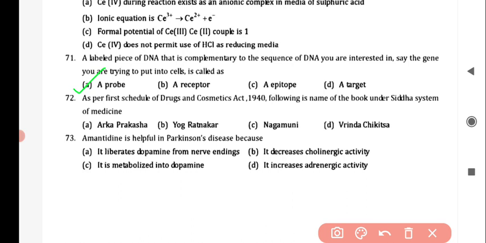Next question is, as per first schedule of Drugs and Cosmetics Act 1940, following is name of the book under Siddha system of medicine. And the correct answer is option C, Nagamuni. Next question is, amantadine is helpful in Parkinson's disease because, and the correct answer is option A, because it liberates dopamine from nerve endings.